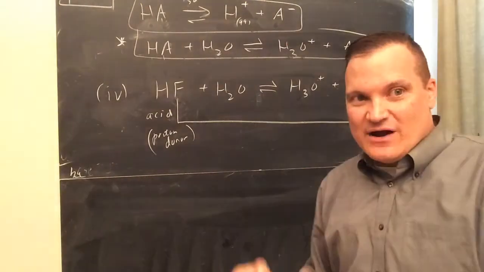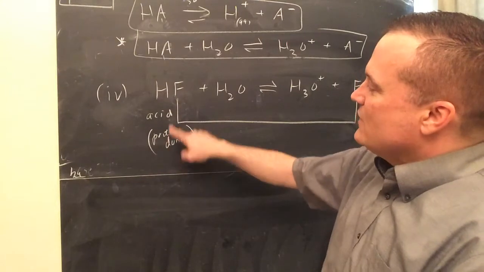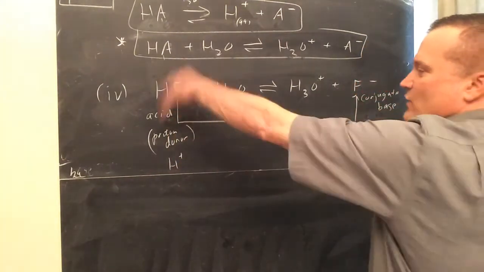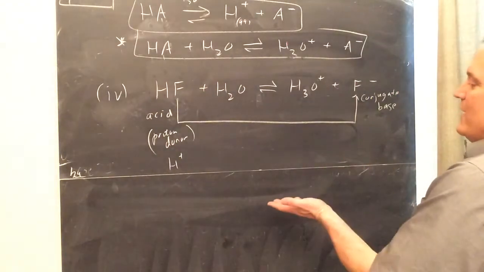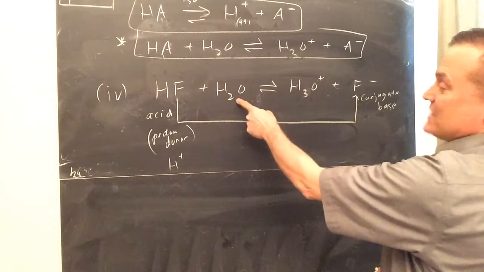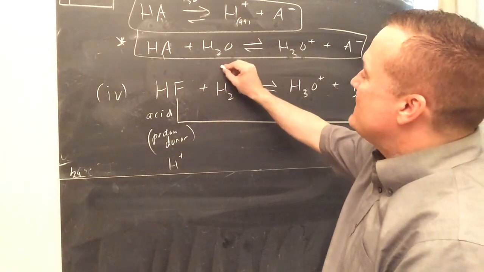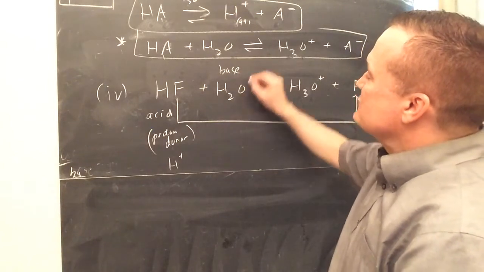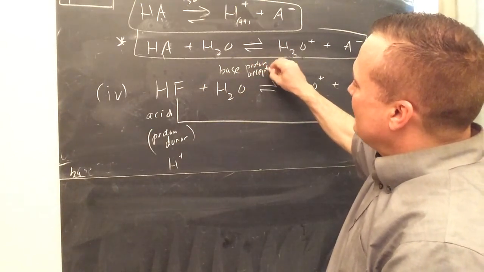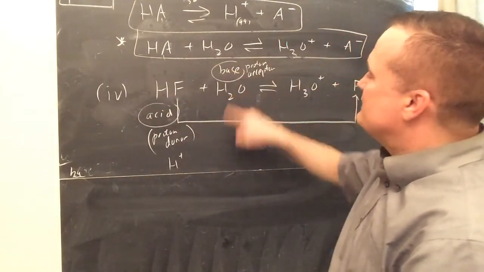Now, here is the other weird part. This is called a proton donor. Who does the H plus attach to in this reaction? So it donates it. Who does it attach to? Well, it's going to make H3O plus. So it must attach to this. So if you attach to that, guess what you're called? You are the base, because you're the proton acceptor. That's the acid, HF, and H2O is the base.